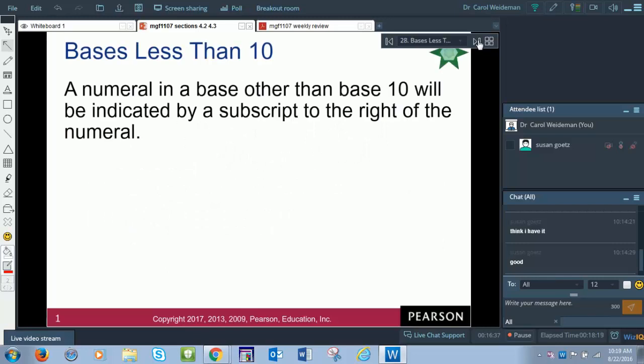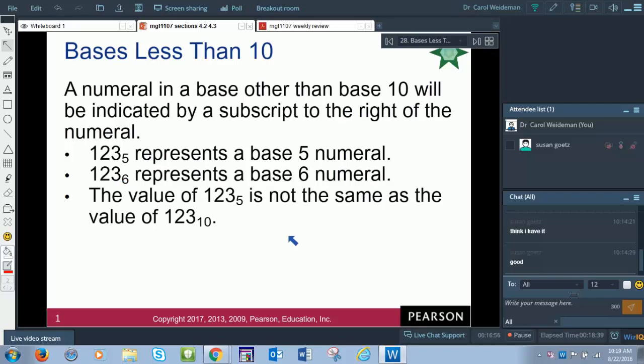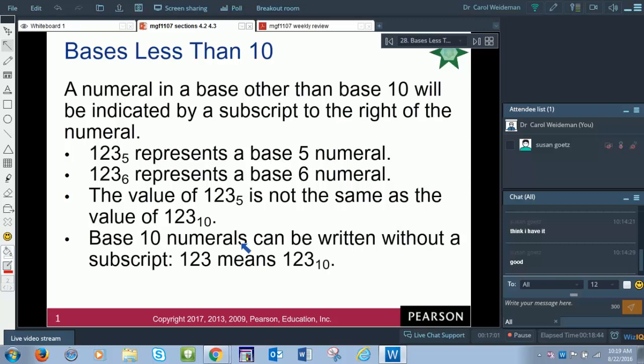A numeral in a base other than 10 will have a subscript next to it to tell you what base it is. So 1, 2, 3 with subscript 5 tells us this is a number in the base 5 system. 1, 2, 3 with subscript 6 is in base 6. These are not going to be the same number when we convert them to our base 10 system, so make sure you understand that they're not the same. Base 10 numbers are usually just written plainly, without a 10 below, because it's implied that this is our base 10 system.